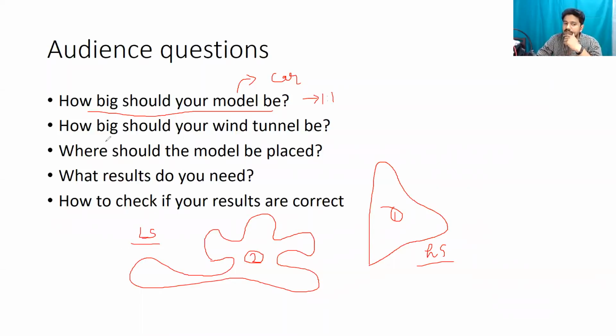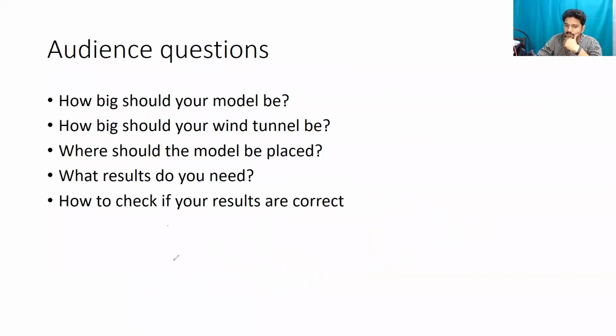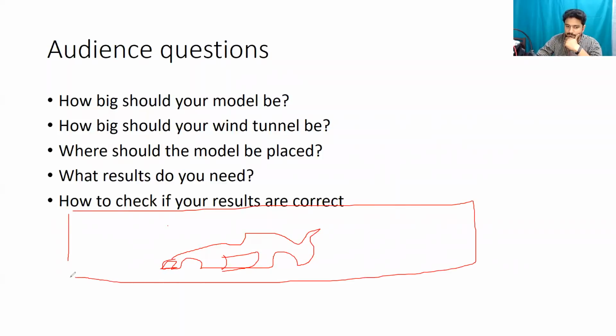The second question is, how big should your wind tunnel be? Does anyone have any answers for this? How big should your wind tunnel be? So for example, say that I'll try to draw an F1 car. F1 car looks something like this, right? I apologize for the bad drawing. But the F1 car in the side view might look something like this. And then I can basically put a wind tunnel around it, correct? Now my question is, what is the size of this box? How big should this box be?